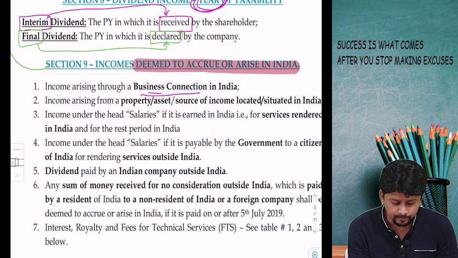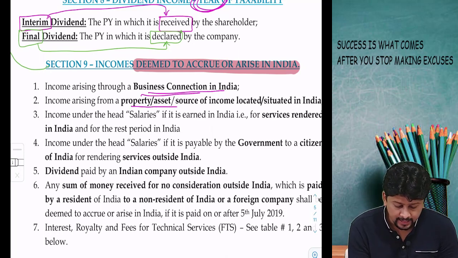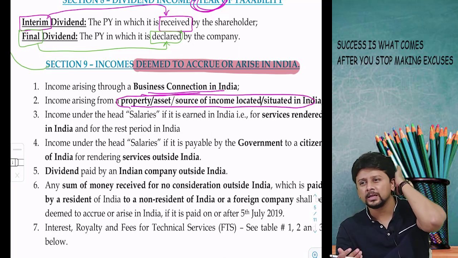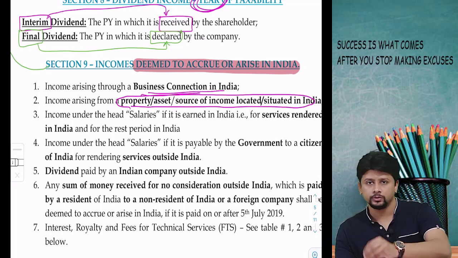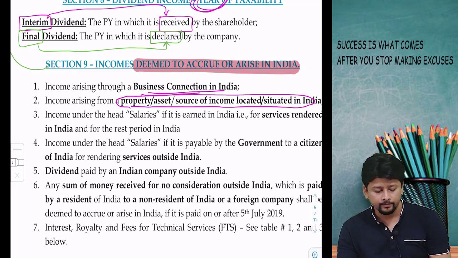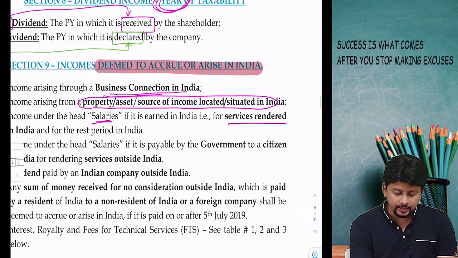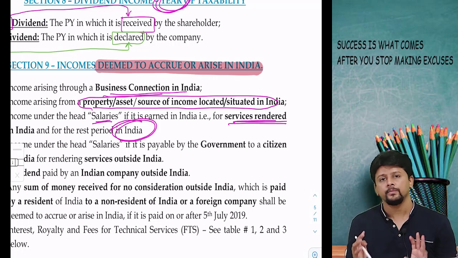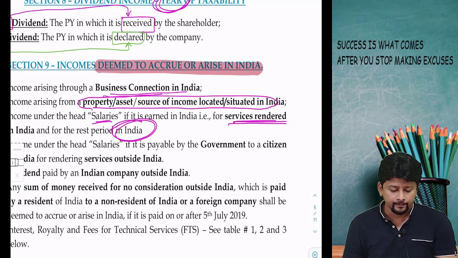If you have any income from business connection in India, then it's taxable for you. If your property, asset, source of income is situated in India, that property asset is giving you income, house property income, capital gains income, but that house property, that capital asset is located in India, so the income is deemed to be accruing in India. If you are earning salary, and the services that you are rendering are rendered in India, obviously you are working in India, so your salary is assumed to accrue in India. So whatever may be your residential status, this income is assumed to arise or accrue in India, taxable in India.